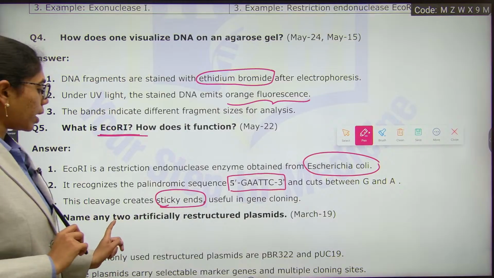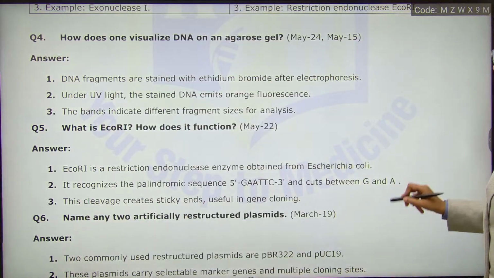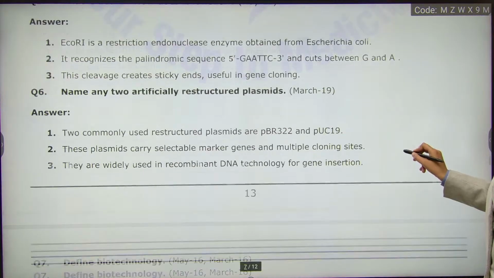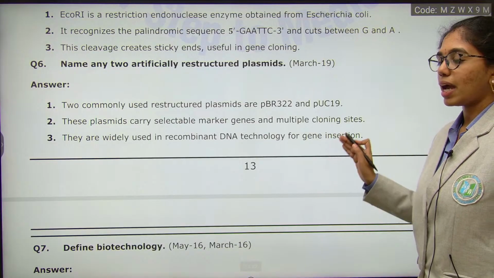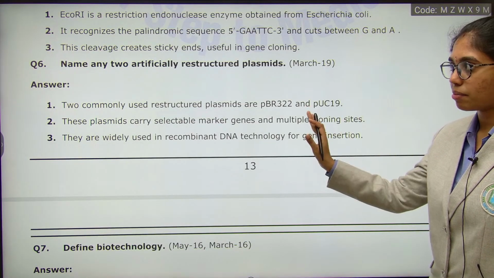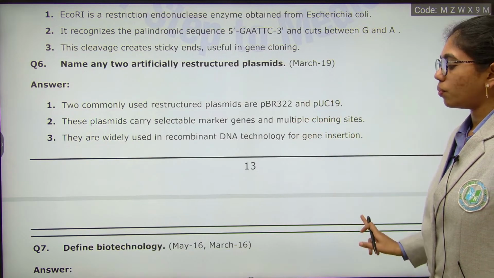Name any two artificially restructured plasmids. Two examples you give, the answer depends on the examples only as they have asked. pBR322 and pUC19.